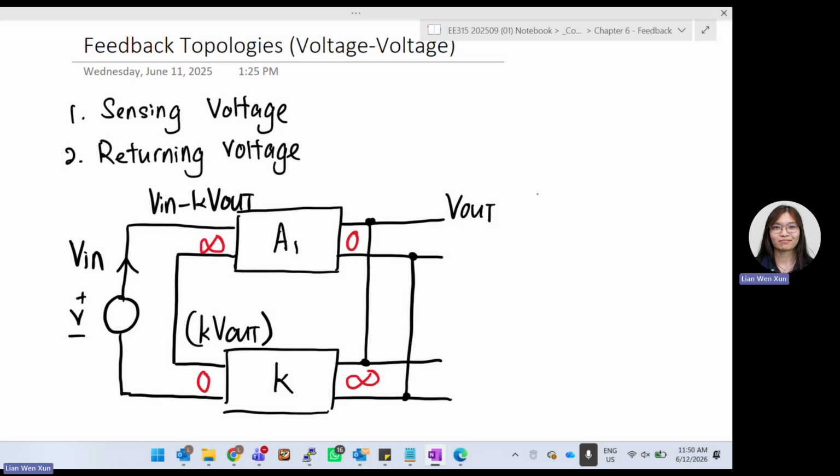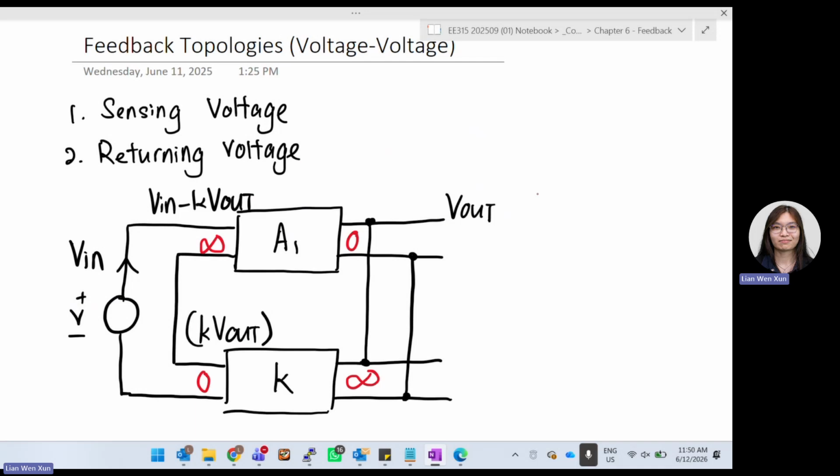Okay, let's continue. So the first type of feedback network is I sense voltage, I give back voltage. So this is what we call a voltage sensing circuit. Okay, so we say voltage means my K input is voltage, my K output is voltage. So we are referring to what we are sensing and what we are feeding back. The naming is a bit confusing, okay?